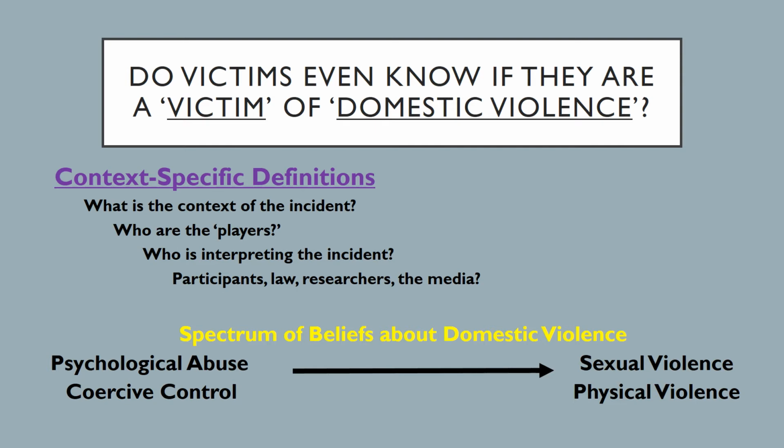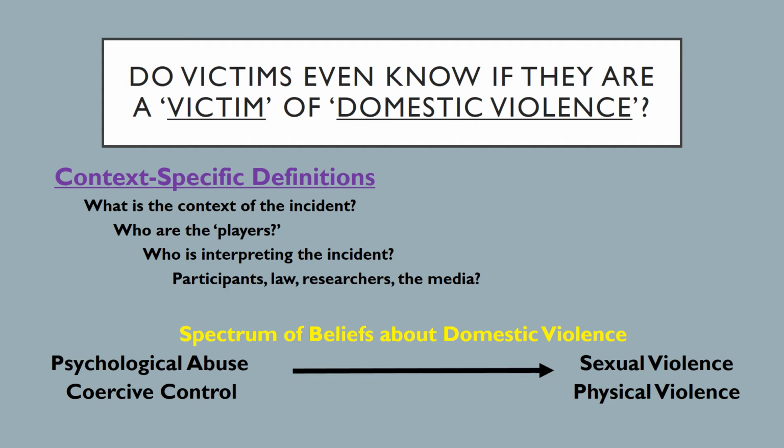Also, once we have a particular case, we have to think about who is the individual or individuals actually interpreting the incident in order to identify: is this a case of domestic violence? Who is the victim? Who is the perpetrator? So that's a repeating theme. Is it the actual participants, the players involved, trying to explain or define what's going on?